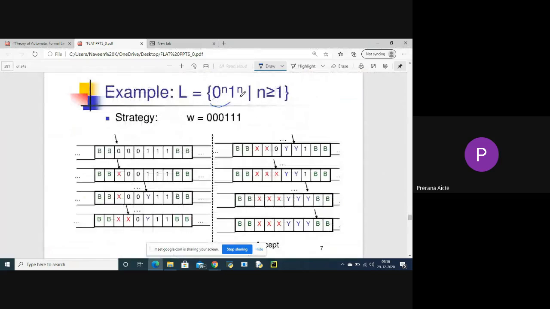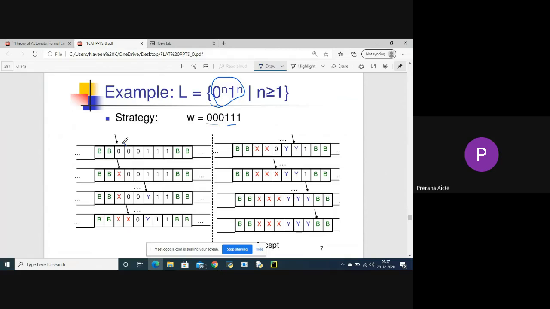So L is equal to 0 power n, 1 power n. For example, if you want to construct the Turing machine for the language L is equal to 0 power n, 1 power n, I will take 0, 0, 0 and 1, here 0, 0 and 1. So here the procedure is only a single point. Every 0 appearing in the input tape should match with every 1 in the input tape itself. Then the language is said to be acceptable, otherwise it is rejected.